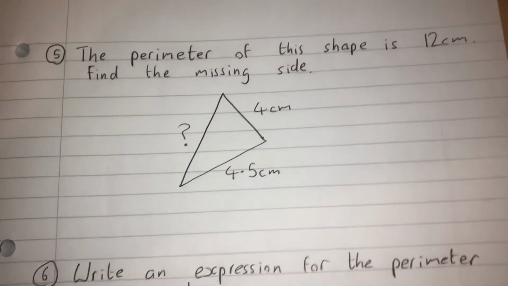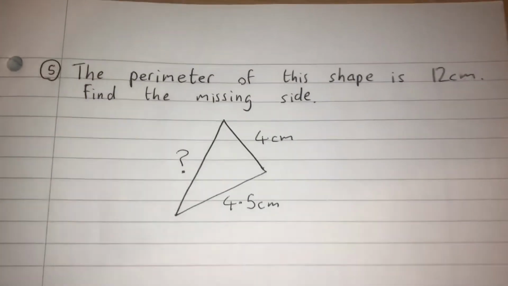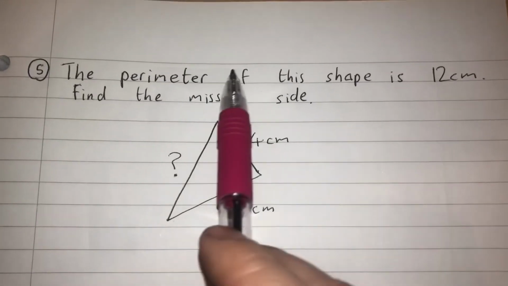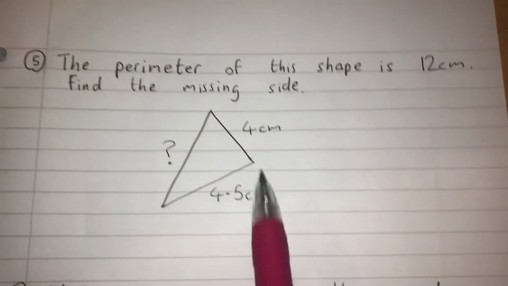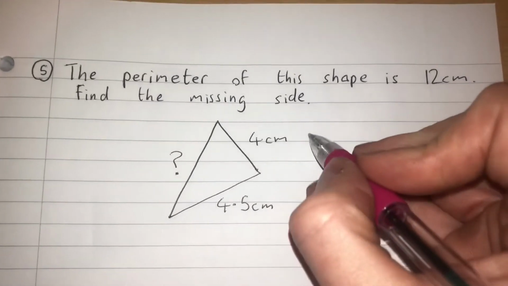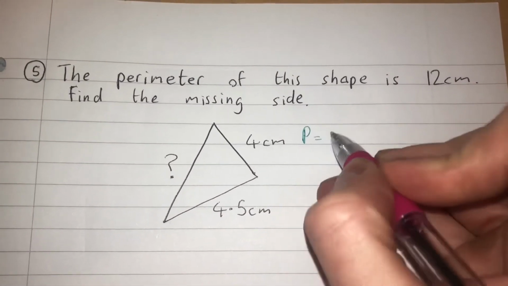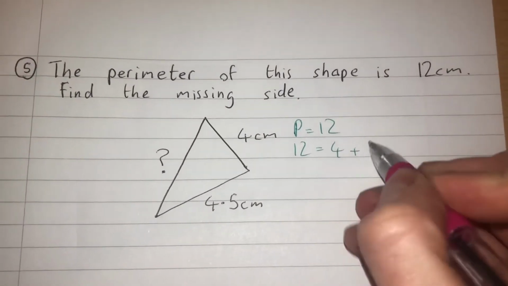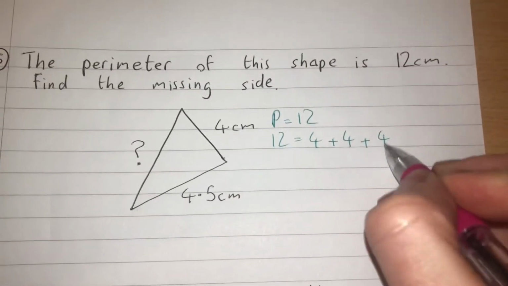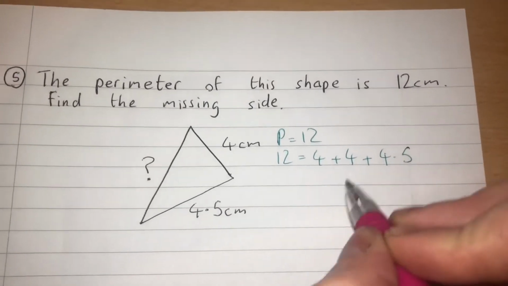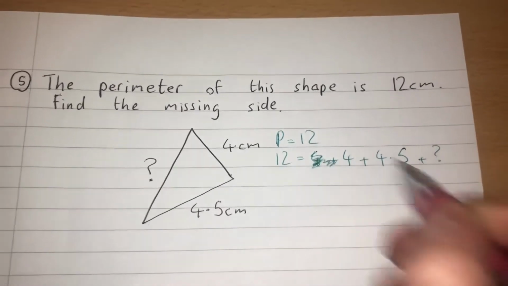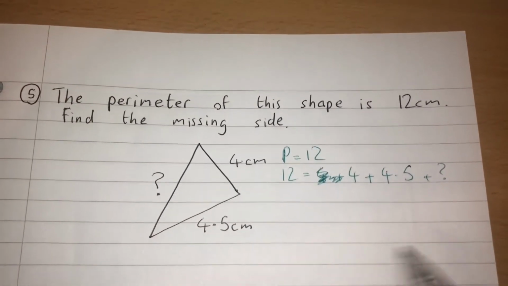Okay, so moving on to a couple of other variations of questions we can get around perimeter. This type of question, we've been given the perimeter. It states within this sentence, the perimeter of this shape is 12 centimeters. Find the missing side. So if we imagine perimeter is equal to 12, so 12 should equal these three sides added up, 4 plus 4 plus the side that I'm trying to find. You can use a wee bit of algebra here. We could call this side x, do it that way.